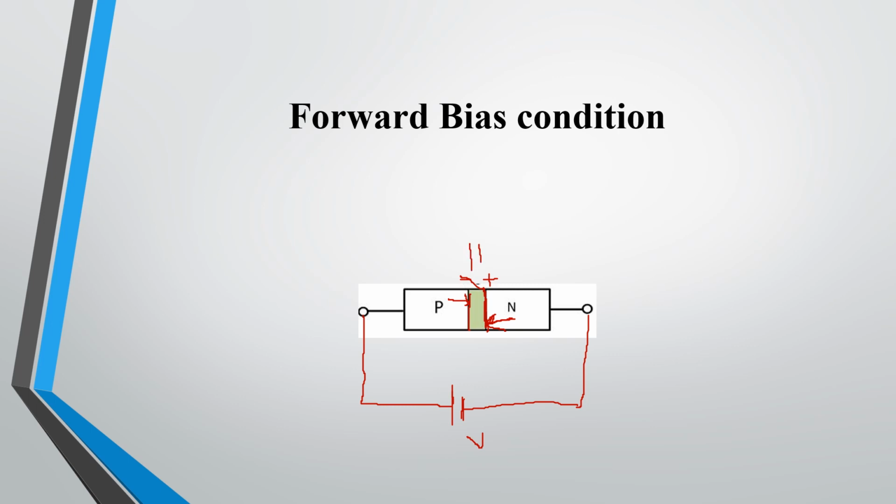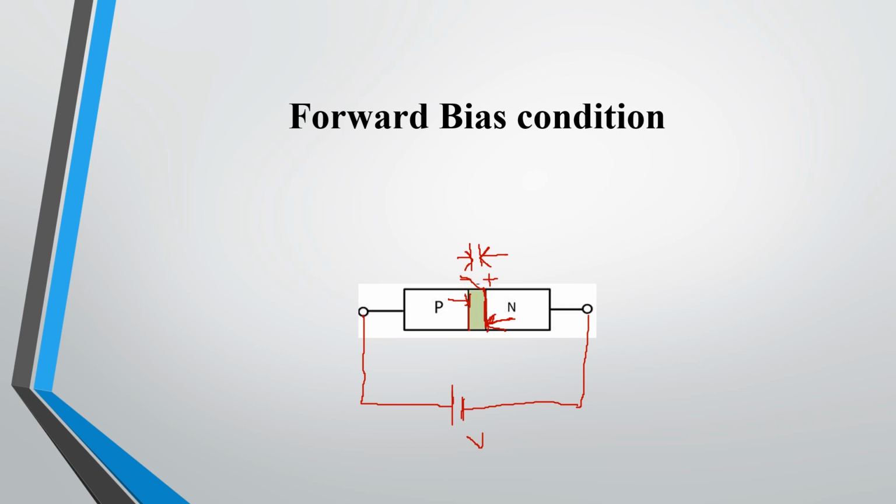So the depletion region will be reduced under forward bias condition. Here holes will move across the junction and electrons will move towards the junction. So as a result, under forward bias condition, even for less voltage, there will be an exponential increase in current. It acts as a short circuit.